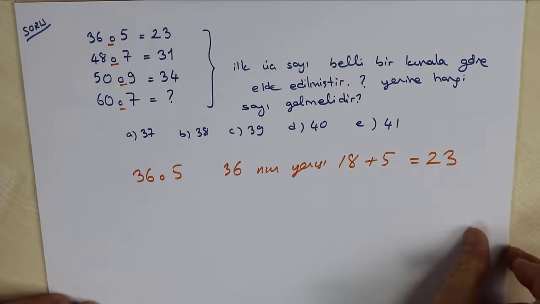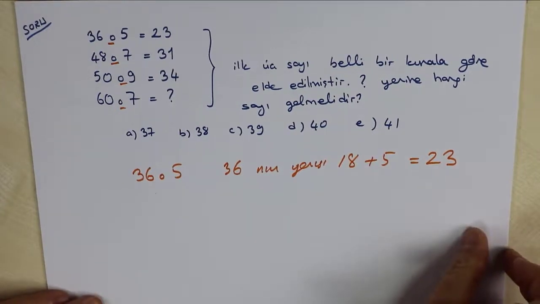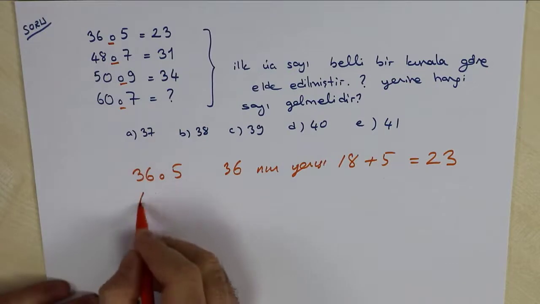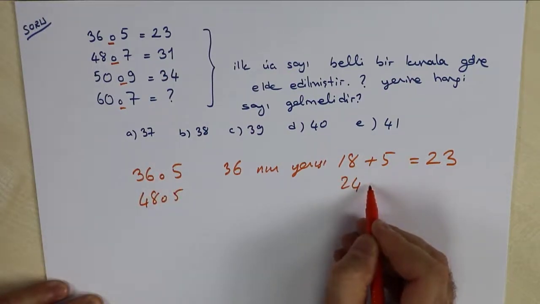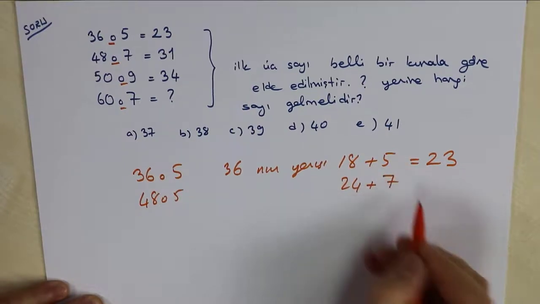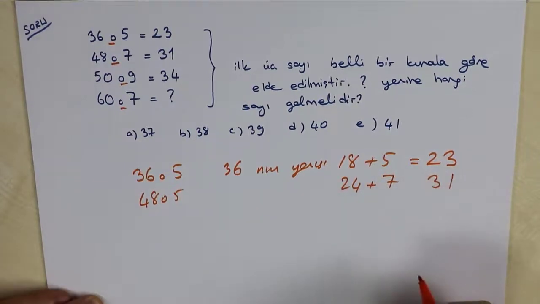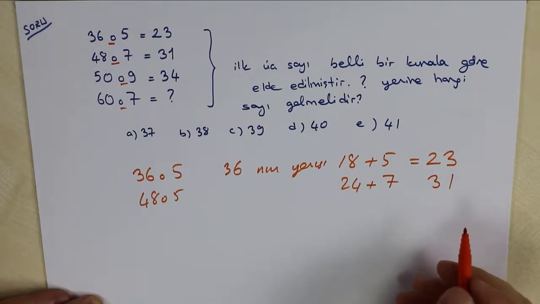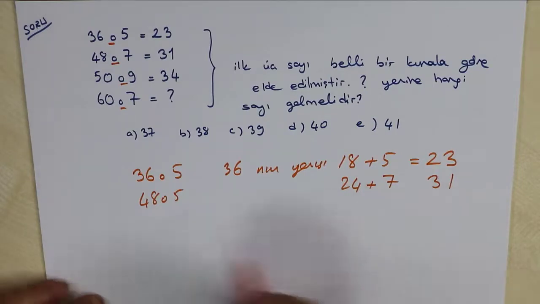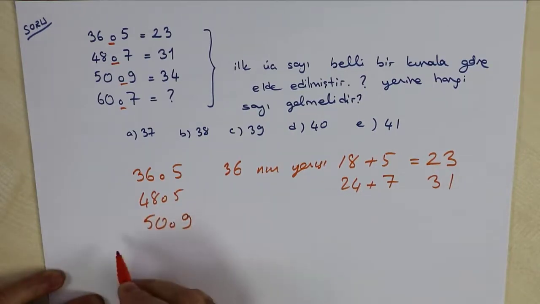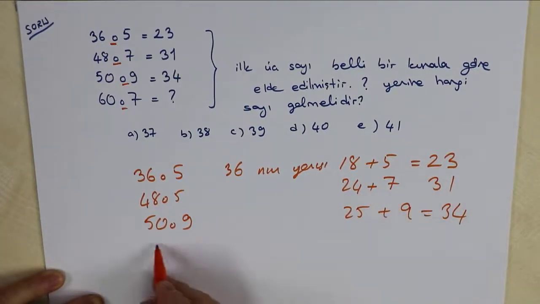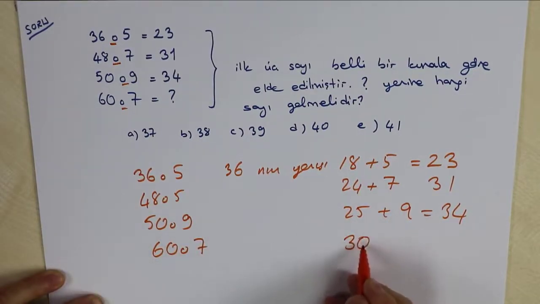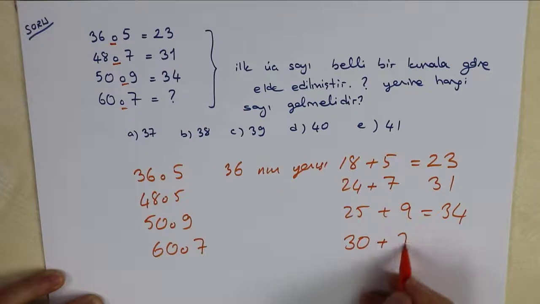Then is it the rule? Let's check for the rest. 48, half of it is 24 plus 7, that is equal to 31. That works, so this is correct. Let's go to the next. 50 operation 9, that's half of 50, 25 plus 9, that's 34, that's correct. So the last one which is requested, 60 operation 7, that means half of 60, 30 plus 7, that's equal to 37, and that is the option A.